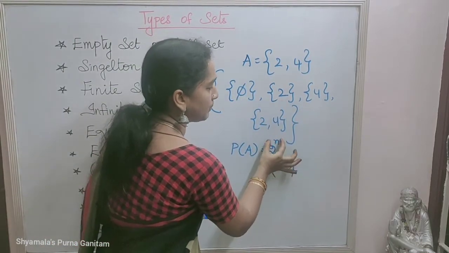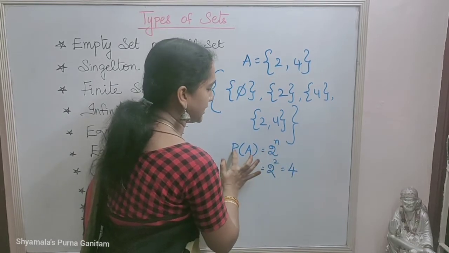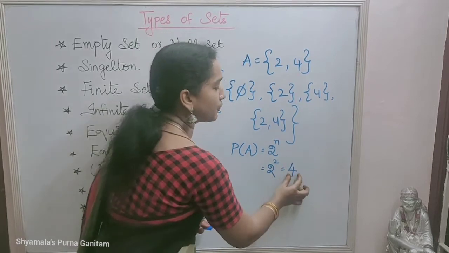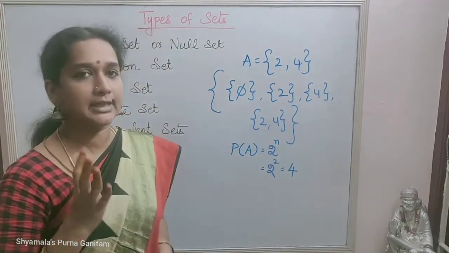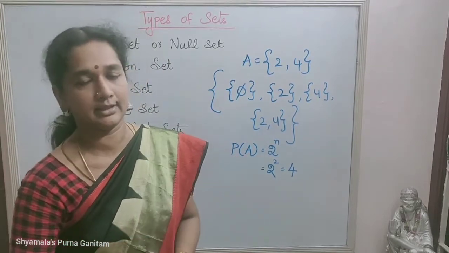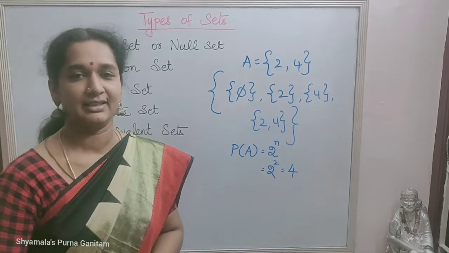1, 2, 3, 4. So 2 power n is the number of elements in P of A. You will get 4 elements in it. So power set of A means the set of all subsets of one particular set. Okay, now we will see examples, exercise sums.